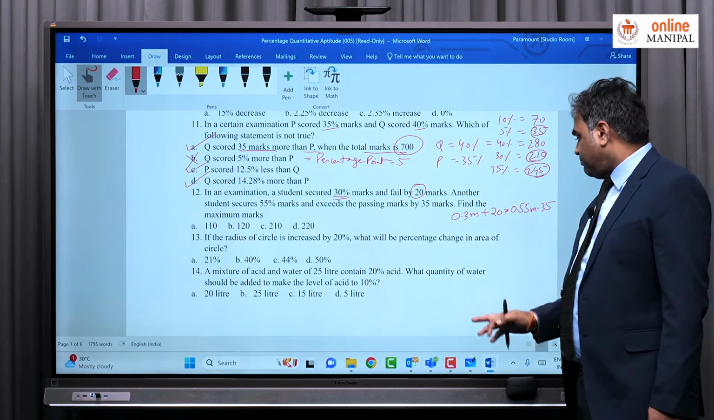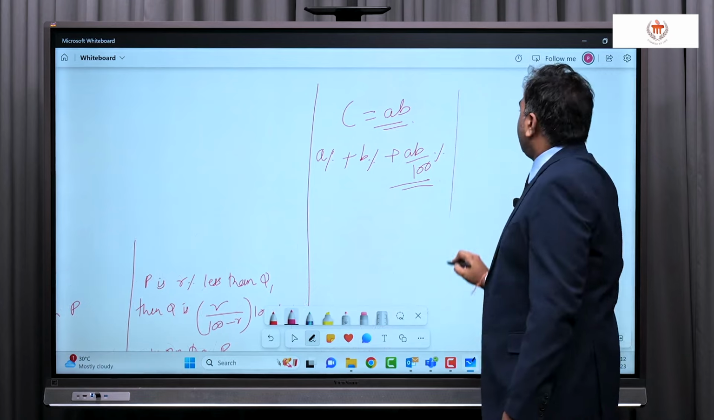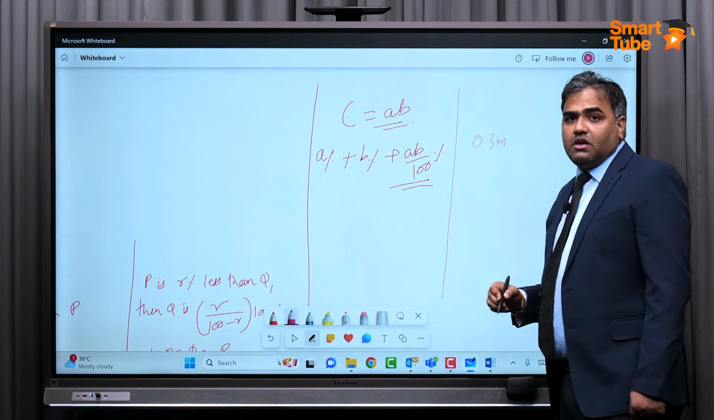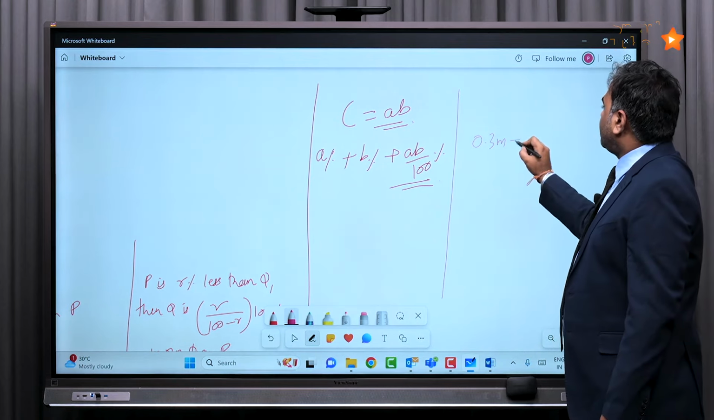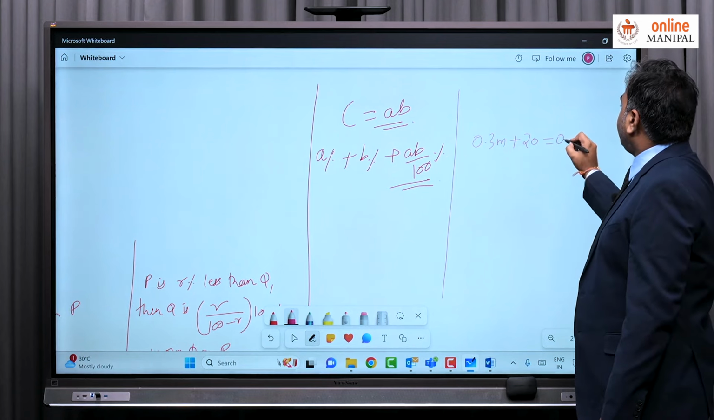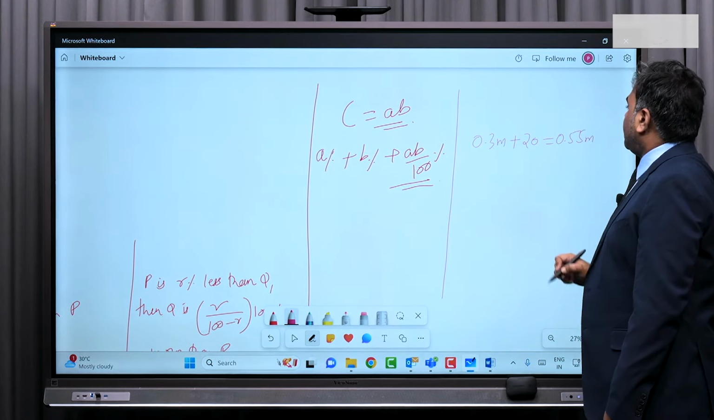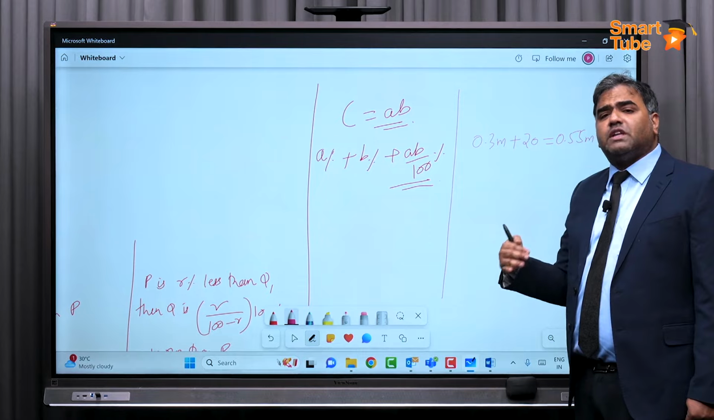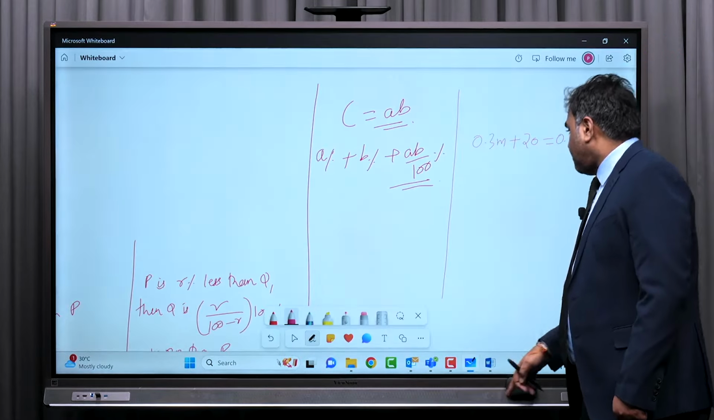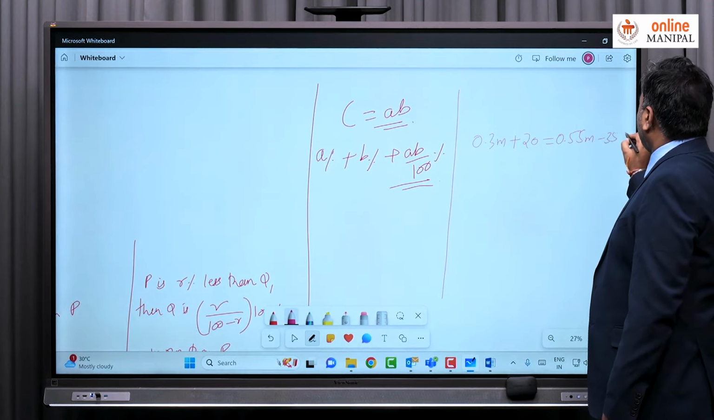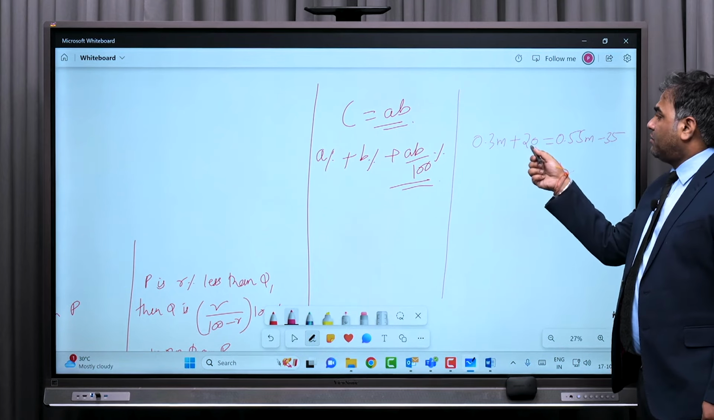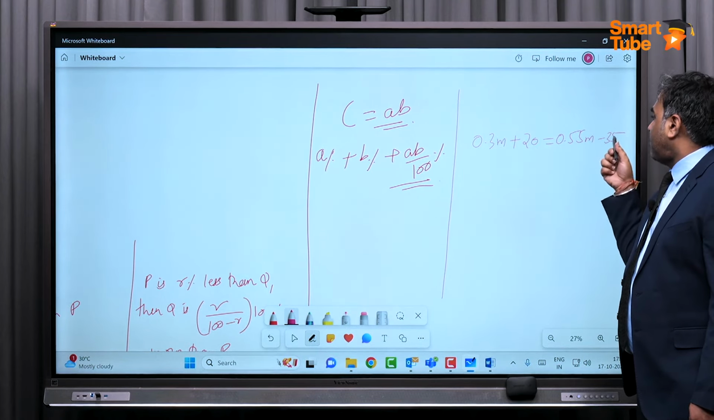Clear, everyone? It's a basic simple calculation. So what was the question? A student secured 30% marks, and if he got a further 20 marks, he would have passed. Another student got 55% marks, and his marks are 35 more than the passing marks. So this will be your equation: 0.3M plus 20 is equal to 0.55M minus 35.